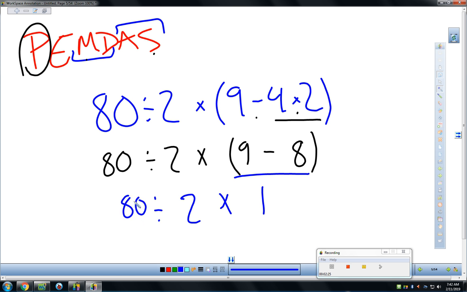Okay, I have division and multiplication, and you'll notice that again they're grouped here together, and I do whichever one comes first, going left to right. So when I go left to right, division comes first. So 80 divided by 2 is 40, and then I drop everything else down, and 40 times 1 is 40.